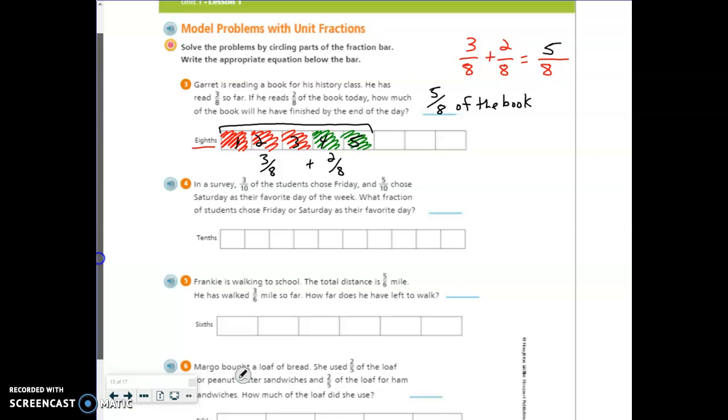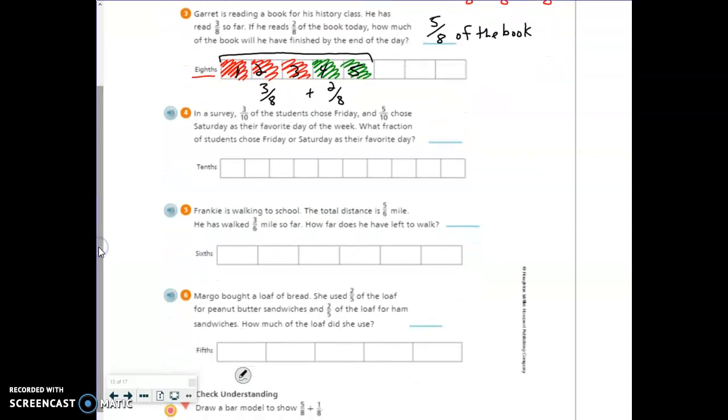So as we look at number 2, we can see again that in a survey, 3 of 10 students chose Friday, and 5 of 10 students chose Saturday as their favorite day of the week. So what fraction of students chose Friday or Saturday as their favorite day? At this point, again, not really an indicator whether we're adding or subtracting, but we need to think logically. The question is the important part of a story problem.